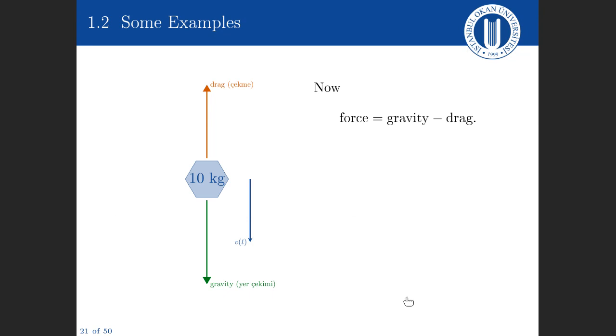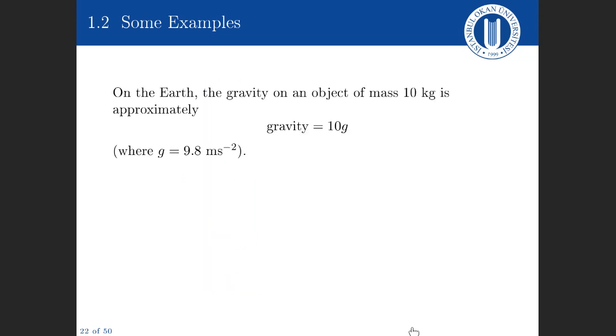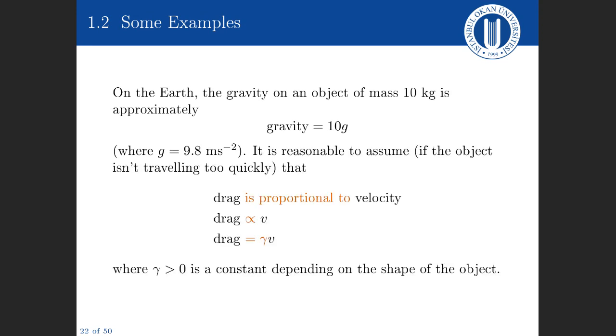Now, what are the forces? We have gravity. This is a positive force because it's pointing in the same direction as velocity, and drag, which will be a negative number because it's pointing in the opposite direction from velocity. On the Earth, the gravity on an object of mass 10 kilograms is approximately 10g, where g is the constant 9.8 meters per second squared.